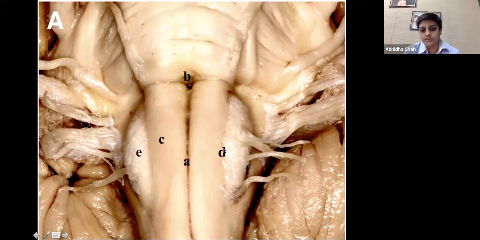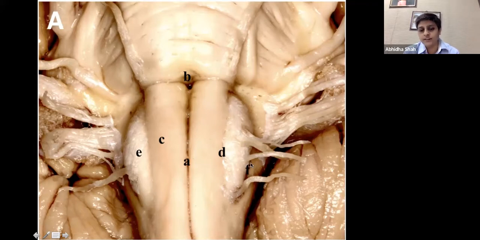Lateral to the pyramid is the olive. Basically, there is a midline furrow here and the ventral midline fissure, which is a continuation of the anterior midline fissure of the spinal cord. This is the anterolateral sulcus between the pyramid and the olive, from where the rootlets of the hypoglossal nerve emerge.